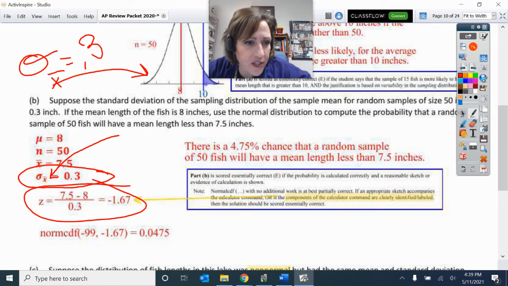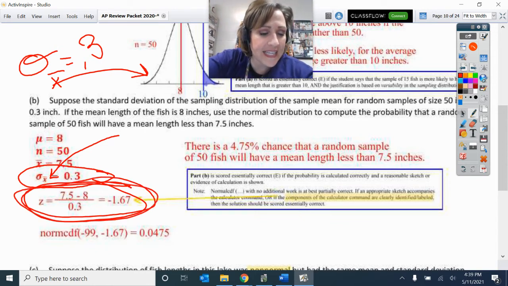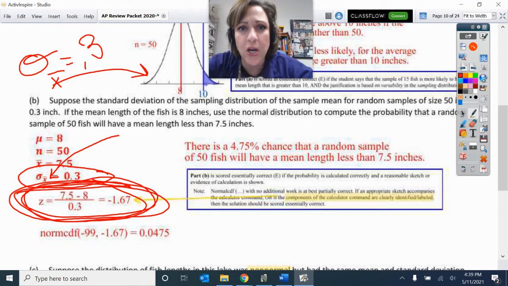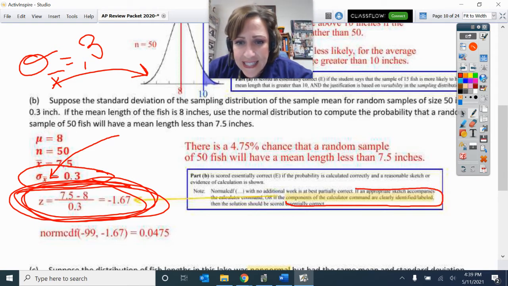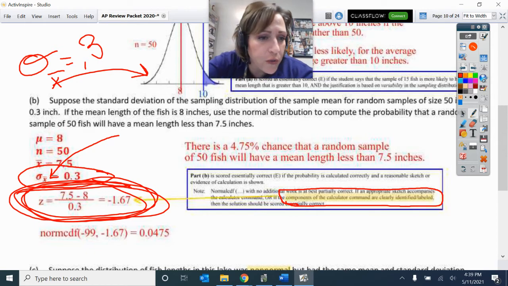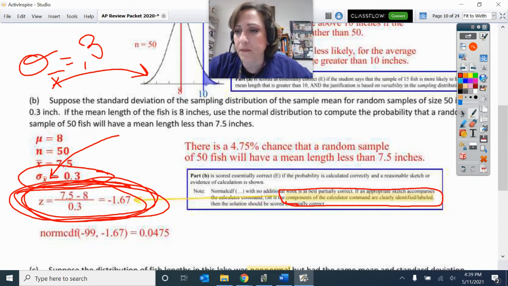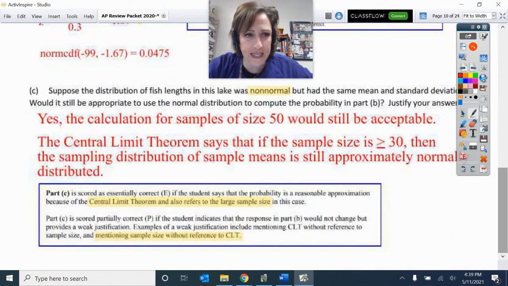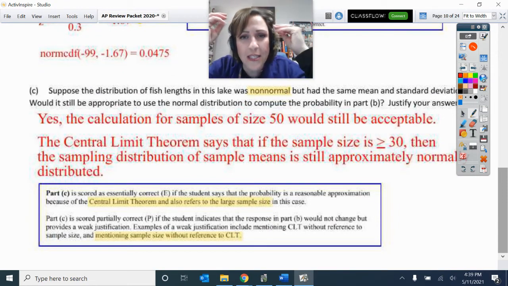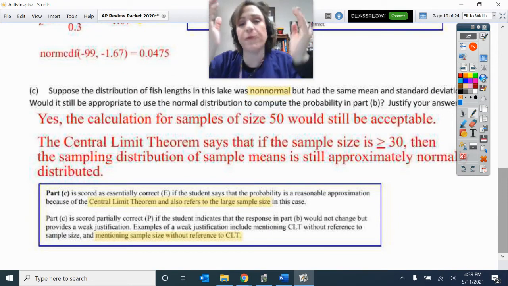So look here at the grading guidelines. This is why you have to, again, say Z equals and put everything in order. That has to be there because to get credit, the components are clearly identified and labeled. If you do that right there, you have covered yourself on the components being identified and labeled because that's a standardized formula.